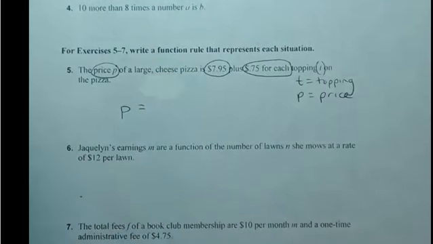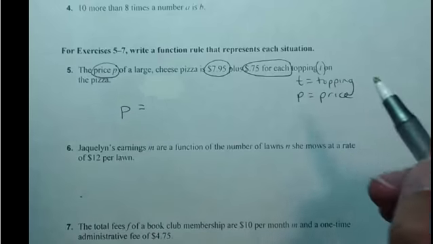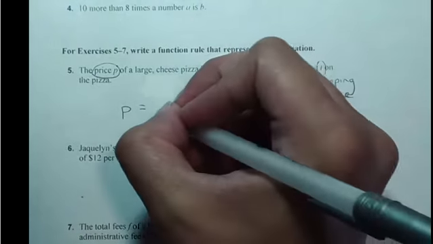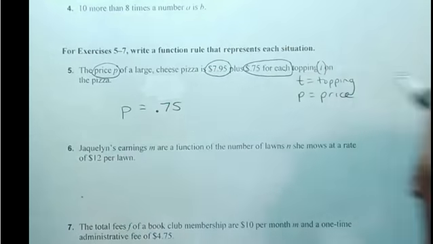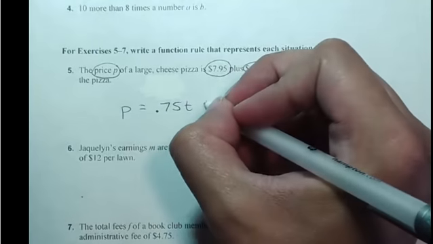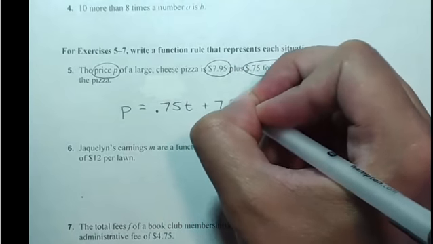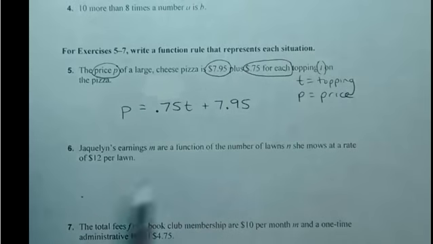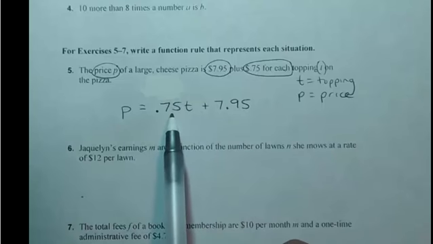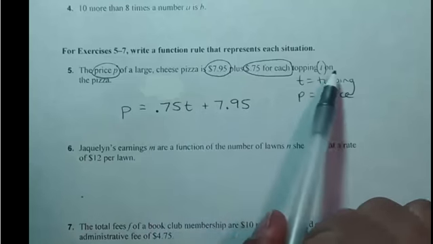So it says P is, okay, $7.95 plus 75 cents for each topping. So to write this function rule, okay, I would find the slope. So in this case, the word each tells me that 0.75 cents for each topping. They use T for topping. And we have to pay for the original price of the pizza, which would be $7.95. So again, if I double check my work, $7.95 is the price of the pizza plus 75 cents per topping.